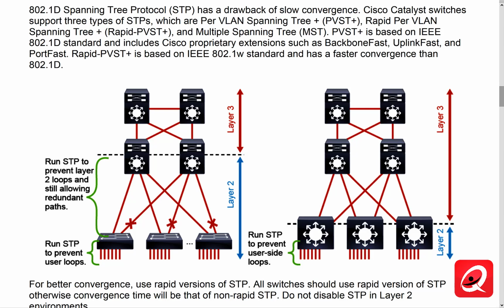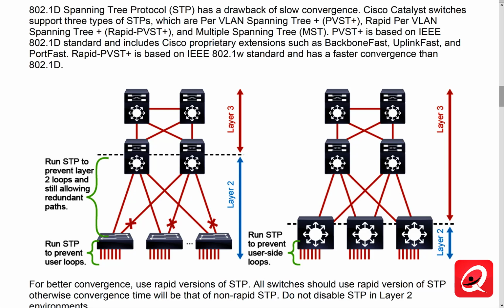In rapid spanning tree, we use essentially the same algorithm, the same 4 steps: select the root, select your root ports, select your designated ports, select your non-designated ports, and we decide what ports are forwarding and what ports are blocking based on that 4-step STA process.